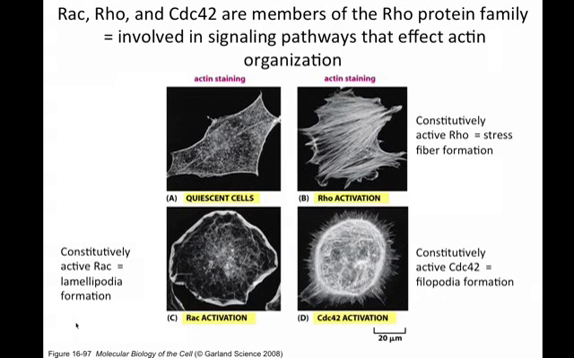Then if you activate RAC, this is involved in lamellipodia formation, which is involved in cell movement. CDC42 is involved in cell movement, also in filopodia formation. And so you can see by seeing the actin, they're all very different structures that are forming, suggesting that different accessory proteins are being activated or inactivated, different motor proteins are being activated or inactivated by these Rho proteins. Okay?